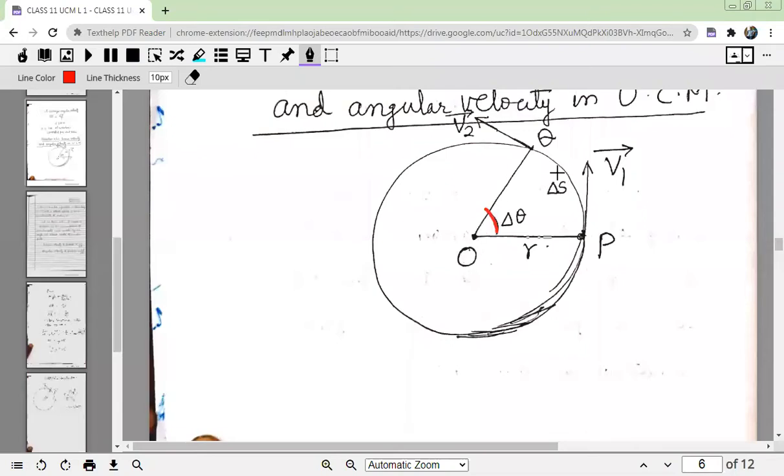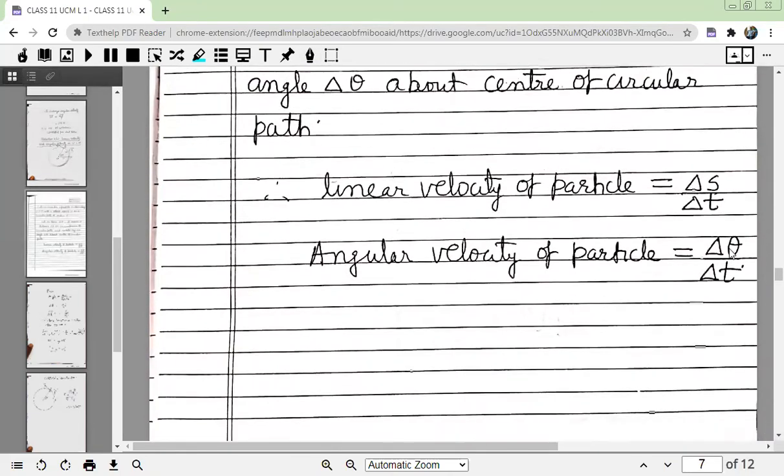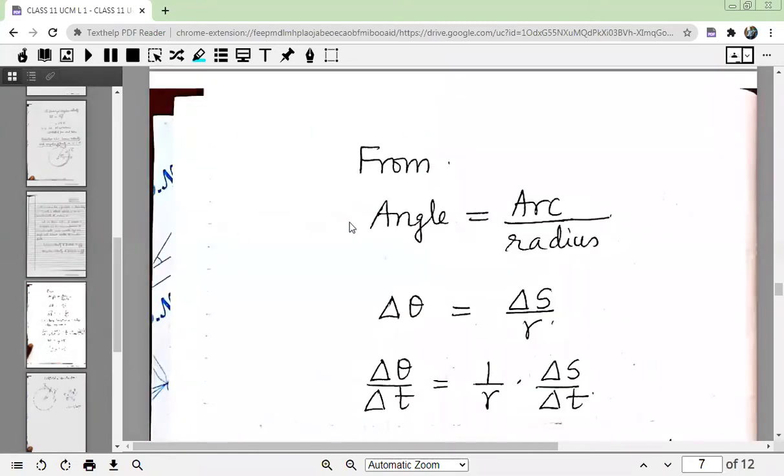Now there is a relation formula of angle. PQ is the arc, and the arc is the part of the circumference. So see here, angle equals arc upon radius. This I told you with linear velocity and angular velocity. Angle is delta theta, arc is delta s, upon r.